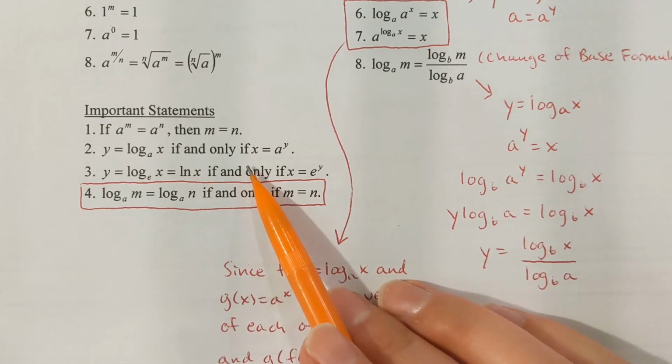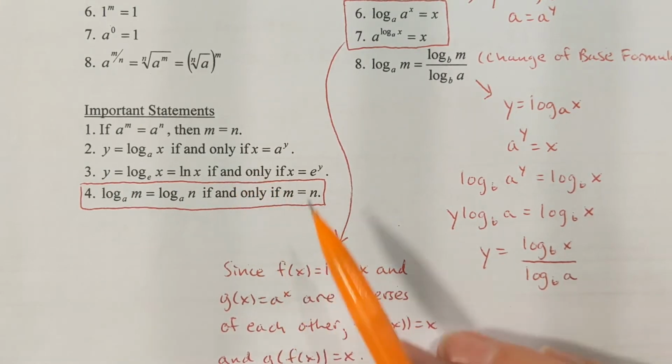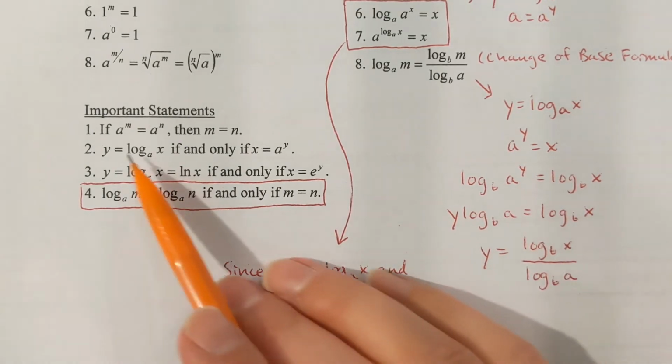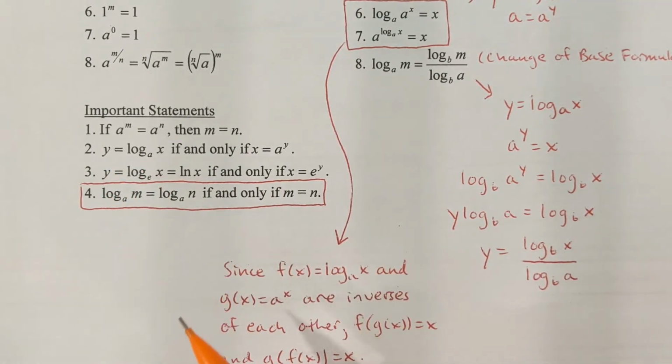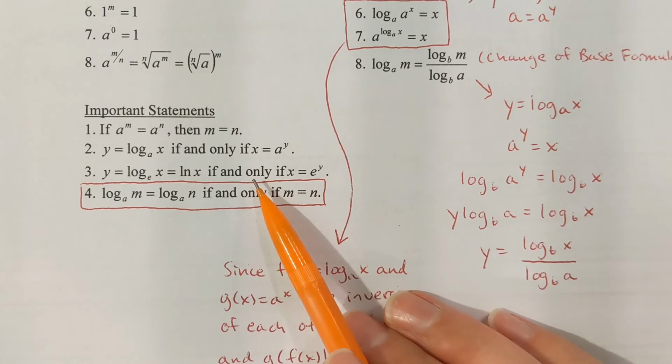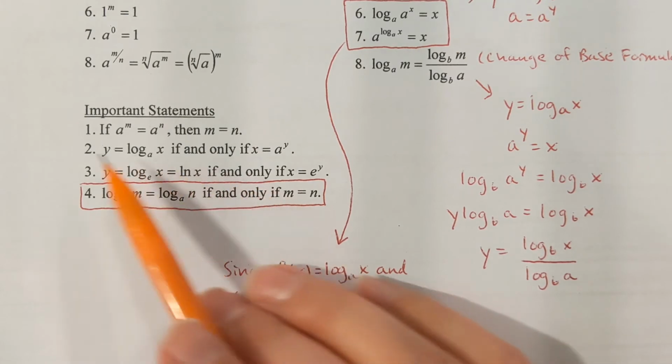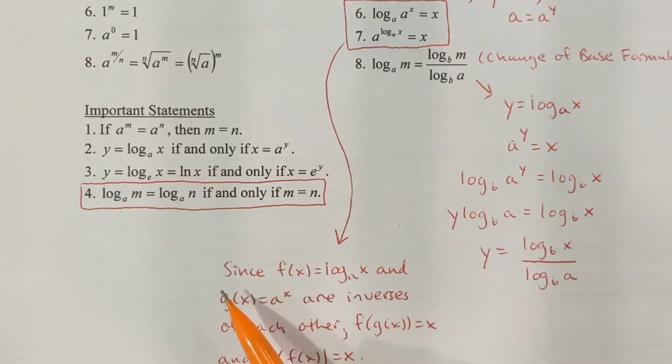Important statement number 2 is the definition of a logarithm, that I've mentioned a couple of times now. That is the most important part of logarithms. You got to know the definition. Okay, so I would maybe put a big star by that one.